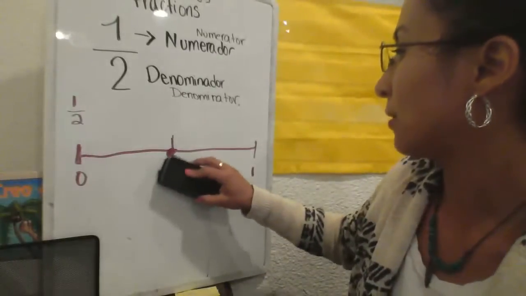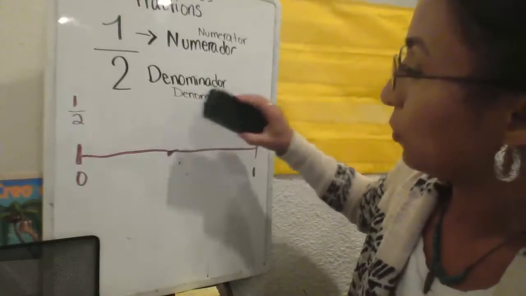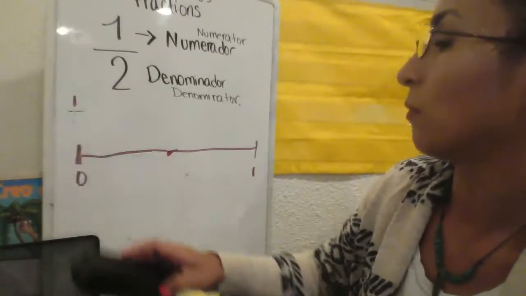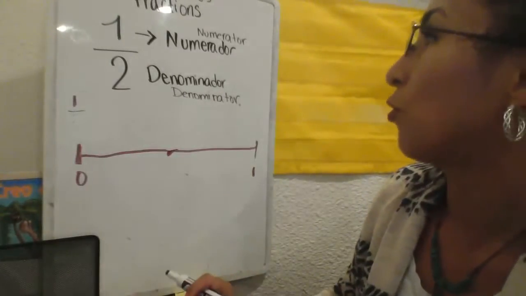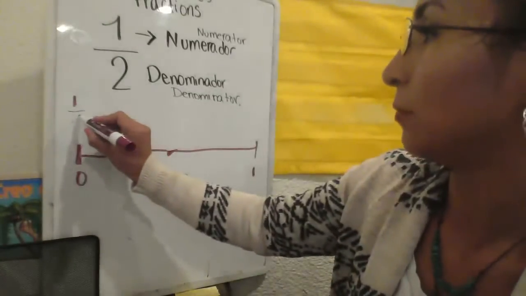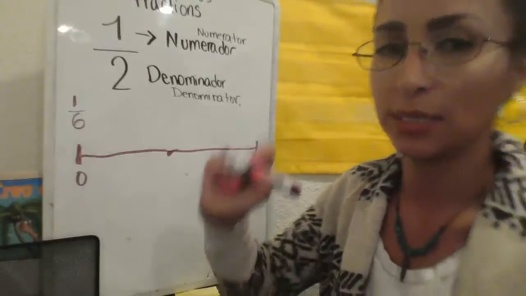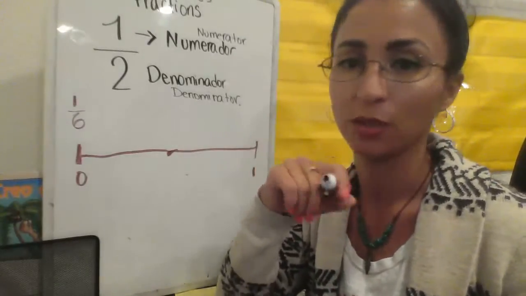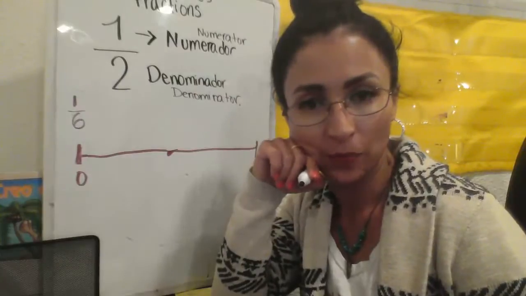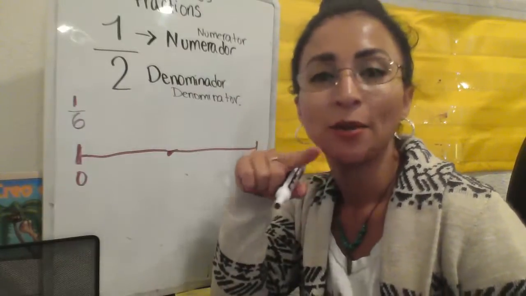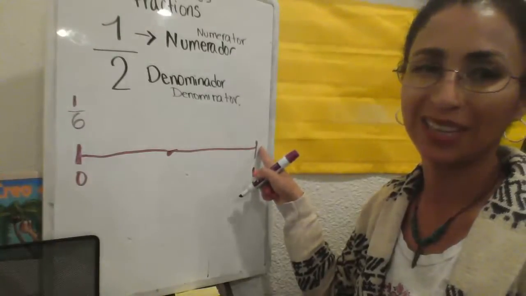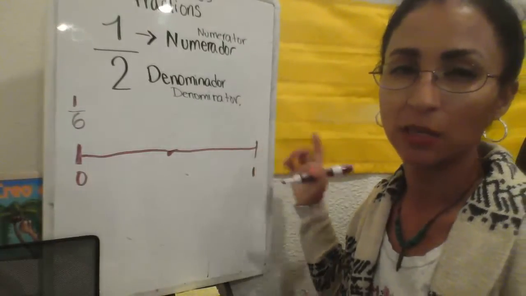Let's say they're asking you to do a 1 over 6. Okay. This is another example. Pay attention. 1 over 6. So it's going to take you at least 5 lines before you get to this one that it's going to be at least the 6th line to make a whole.